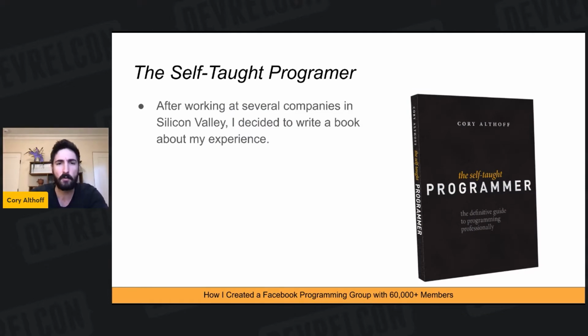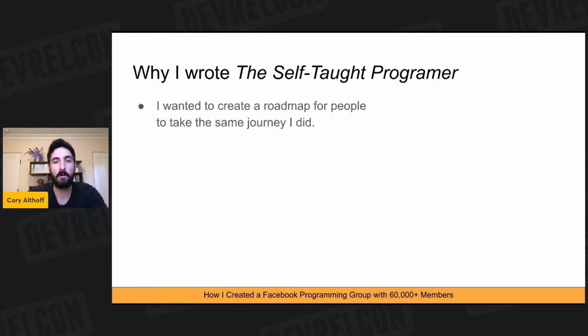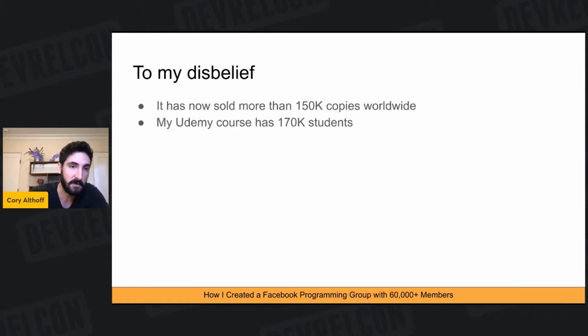After working at several companies in Silicon Valley, I decided to write a book about my experience. I called it The Self-Taught Programmer: The Definitive Guide to Programming Professionally. I wrote it because I wanted to create a roadmap for people to take the same journey that I did, learning how to code and going from a complete beginner to a software engineer. To my disbelief, it has now sold more than 150,000 copies worldwide, and my Udemy course of the same name has 170,000 students.